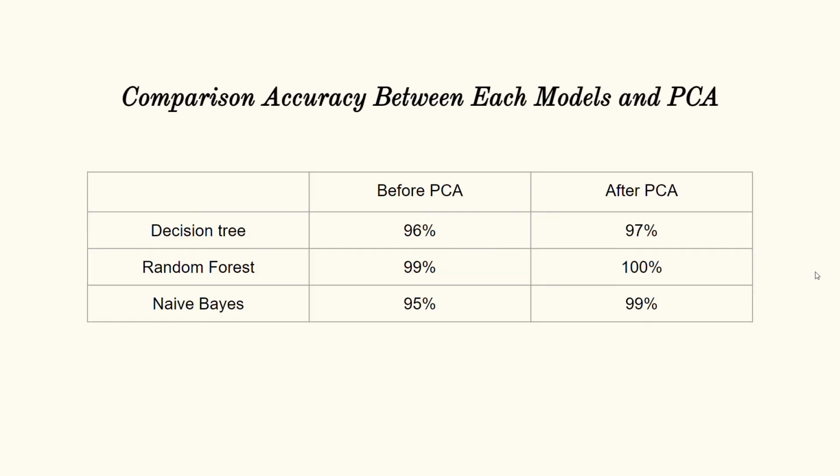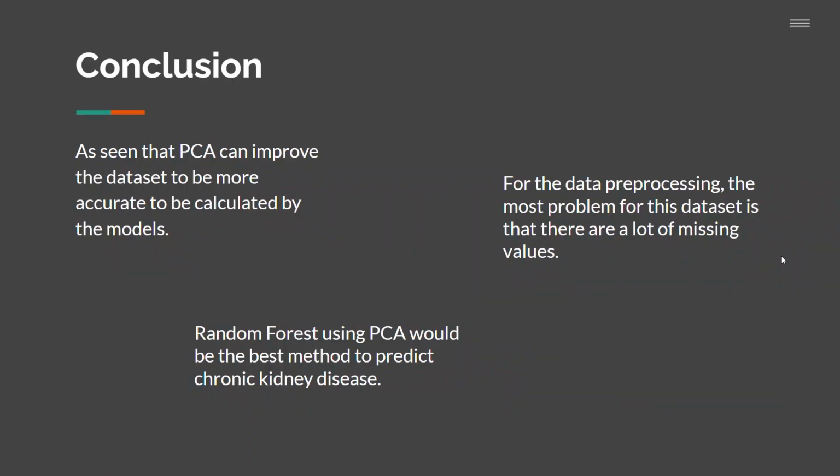And then here's the table of comparison. The most significant one is the naive Bayes after PCA, with a 4% difference, but we have to choose the random forest with PCA because it got 100% prediction, which is good for doctors to use. And then we jump into the conclusion here: as seen, PCA can really improve the dataset to be more accurate to be calculated by the models, and the random forest using PCA would be the best method to predict chronic kidney disease.